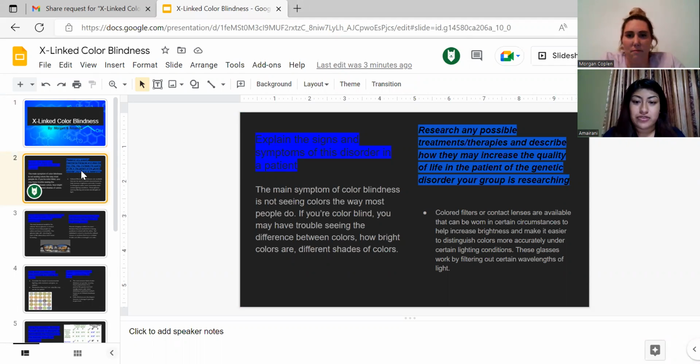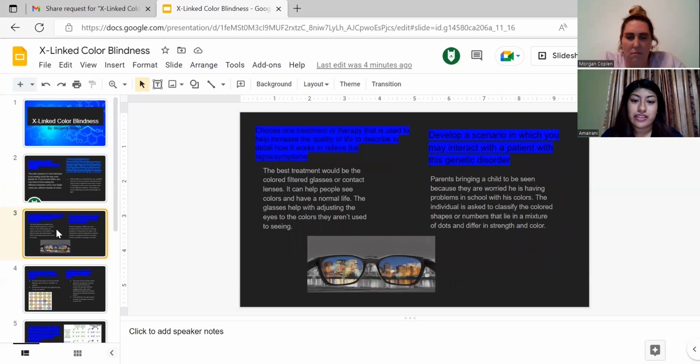Research any possible treatment therapies and describe how they may increase the quality of life in the patient of the genetic disorder your group is researching. Color filters or contact lenses are available that can be worn in certain circumstances to help increase brightness and make it easier to distinguish colors more accurately under certain lighting conditions. These glasses work by filtering out certain wavelengths of light.